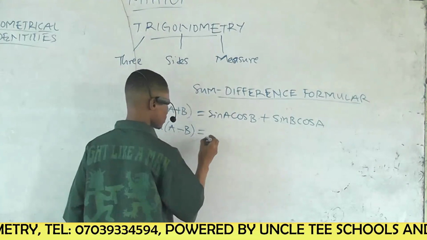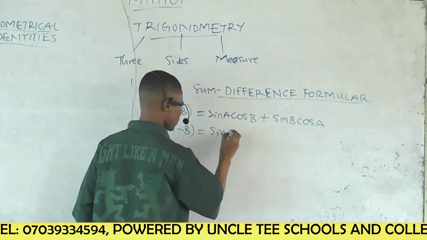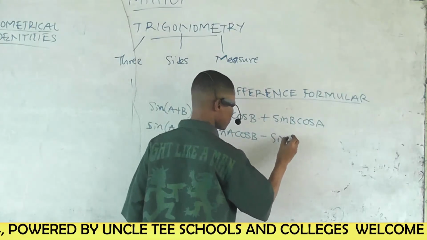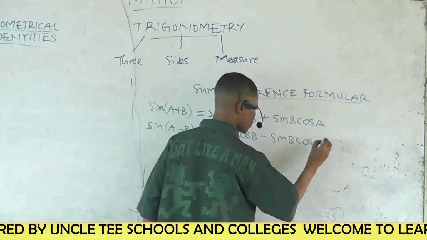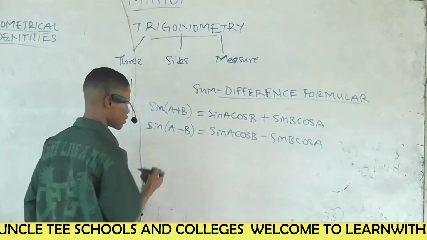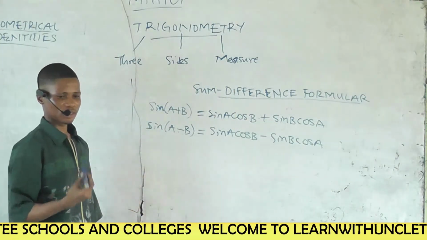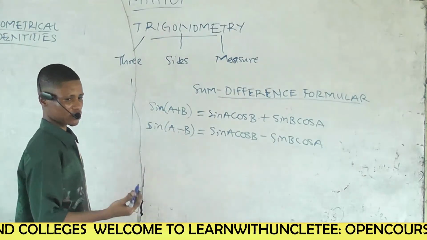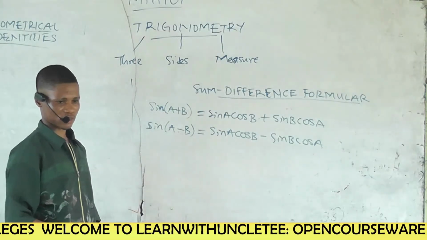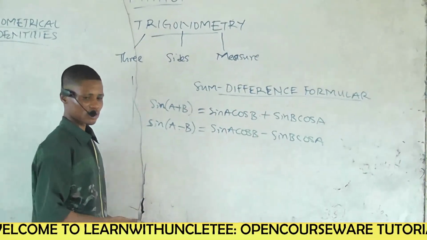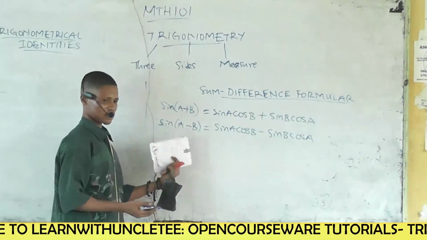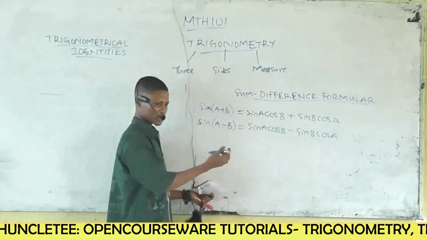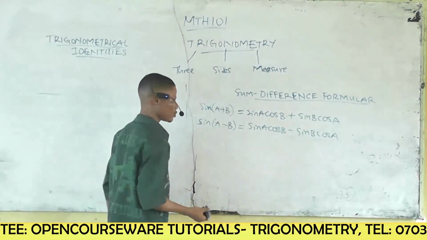Sine a minus b is equal to sine a cos b minus sine b cos a. If you want to prove it, you can pick your a to be 90 degrees and your b to be 60 degrees. So 90 minus 60, you have what? 30 degrees. So that means this side is sine 30 degrees. Then you input everything here, and you are going to get the same answer for both sides.